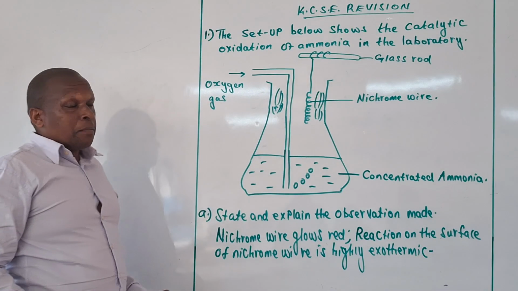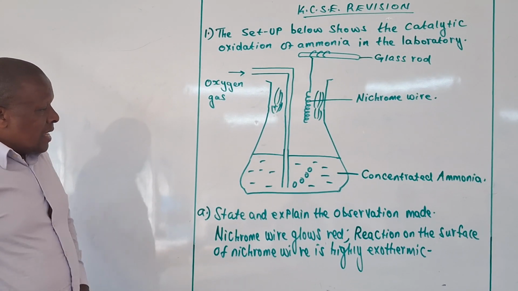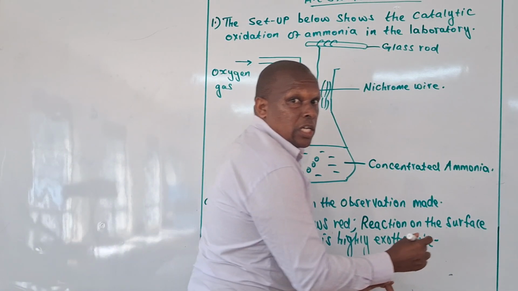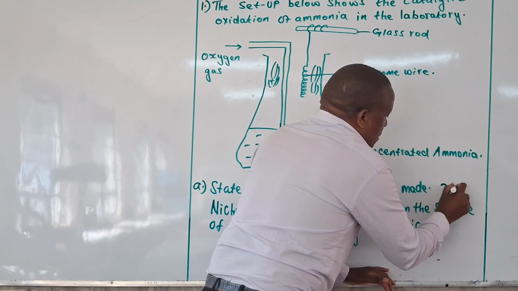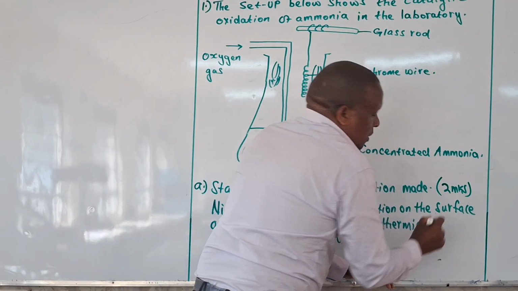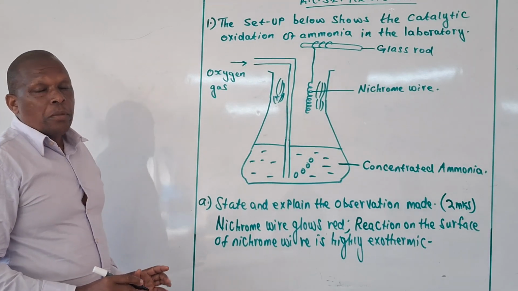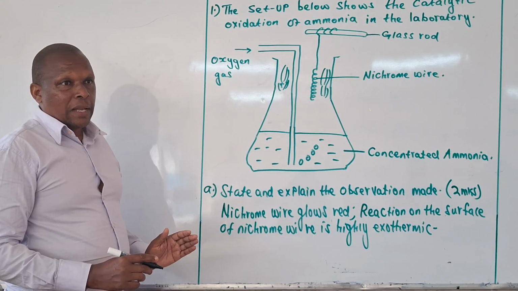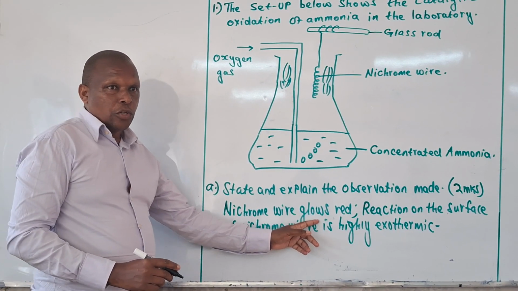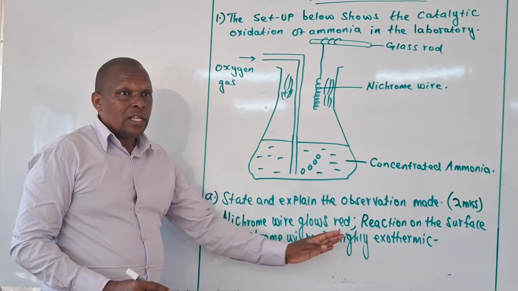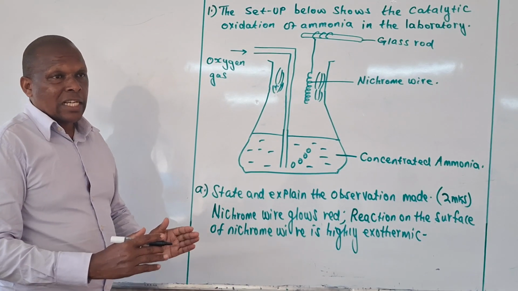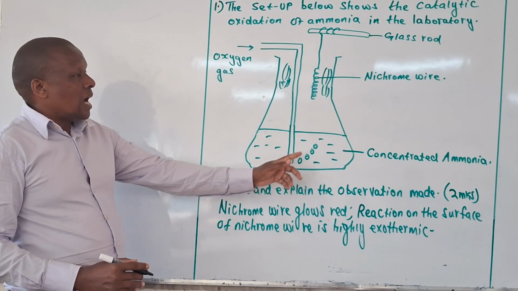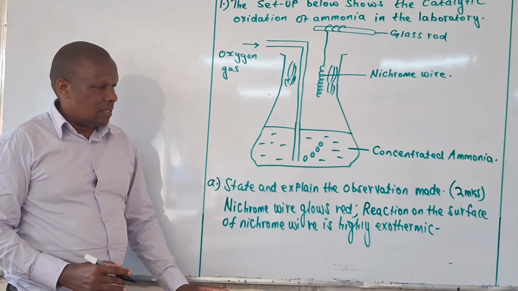The reaction that is taking place on the surface of the nichrome wire is highly exothermic. So there are two things which are expected. This question is 2 marks. So the first mark will be for the observation, and the second mark will be for the explanation. So glowing red is the observation, and the explanation is the exothermic reaction which is taking place on the surface of the nichrome wire. That is the reaction between ammonia and oxygen gas.